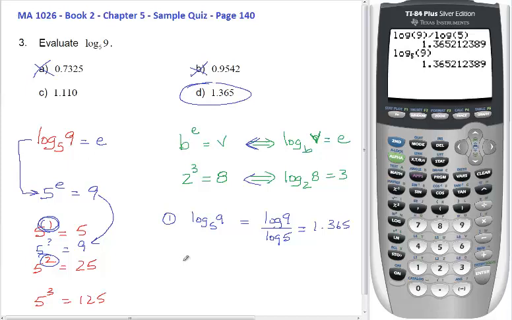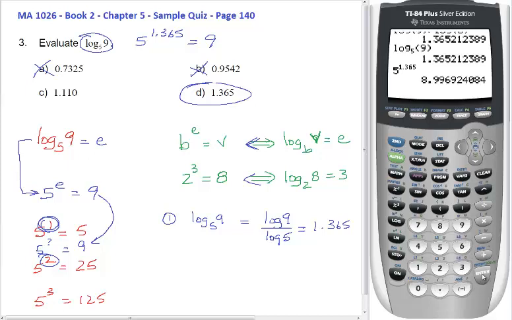So there are several ways, but remember when you're evaluating a log, you're finding the exponent. In other words, 5 to the power of 1.365 should equal 9. Let's double check how close it is to 9. We round it off, but let's see. So 5 raised to the power of 1.365, and we should get something close to 9. We get 8.9969. Alright, hopefully that helps.